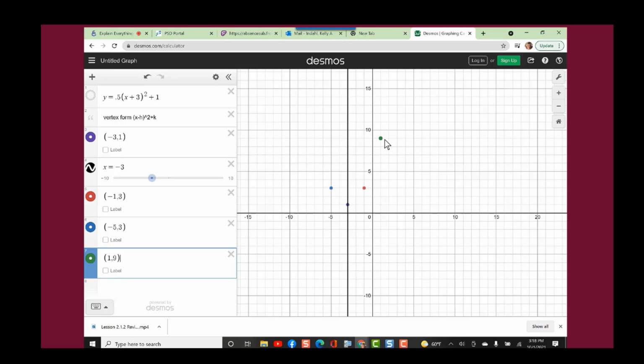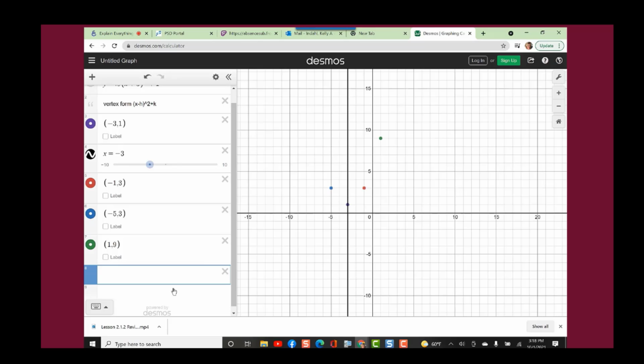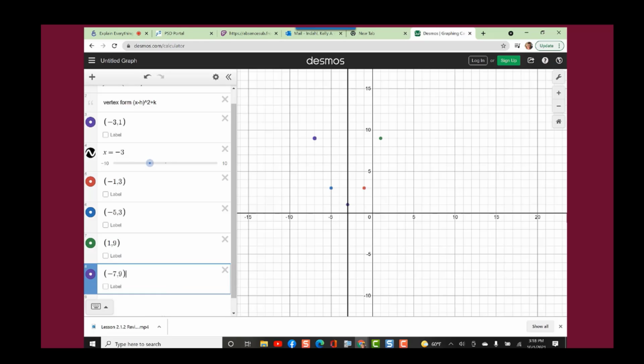So I have 1, 9, okay? And I'm 1, 2, 3, 4 away from the axis of symmetry. So I'm going to go 4 more. 1, 2, 3, 4. So that means I'm at negative 7, 9. So that's going to put my last point in. So negative 7, 9. There we go. All right.